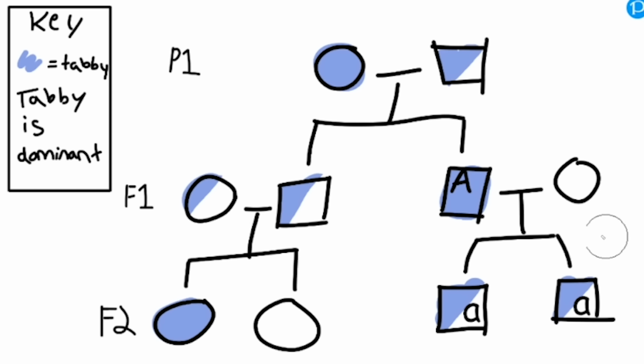They both have to be carriers. So now our pedigree looks like this. And this is more or less a finished family tree. And if you take all of the explaining away, I could have done that in, like, 30 seconds.